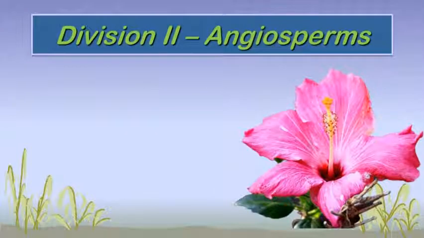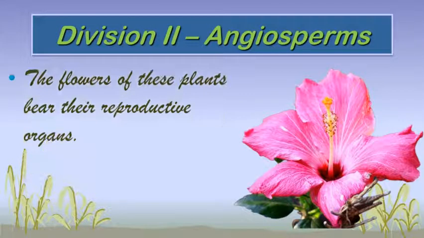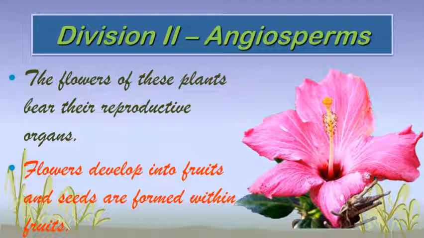This is the second division under the phanerogams, that is, angiosperm. Let's learn about it. The flowers of these plants bear the reproductive organs. You can observe a very beautiful pink hibiscus flower. Inside the flower you can observe the yellow-colored stigma and anther. The reproductive organs are present inside the flower, and flowers develop into fruits, and seeds form within fruits.